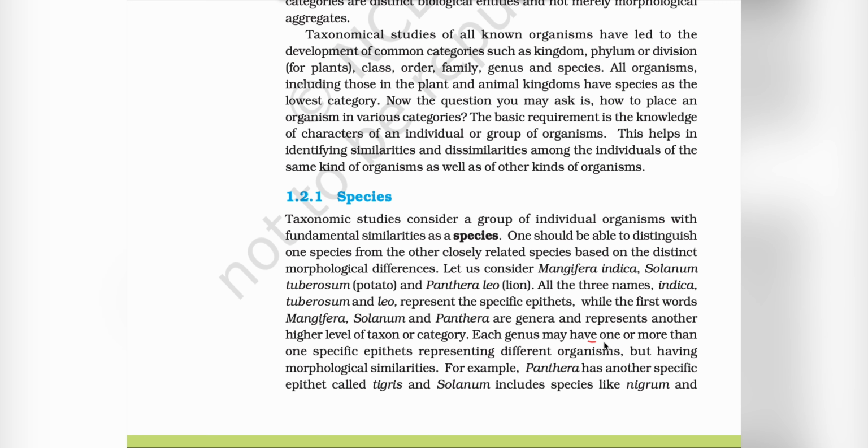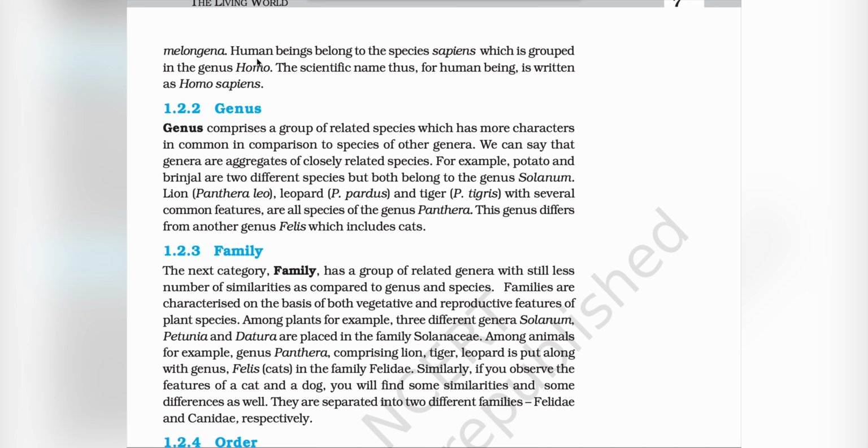Each genus may have one or more than one specific epithet representing different organisms but having morphological similarities. For example, Panthera has another specific epithet called tigris, and Solanum includes species like nigrum and melongena. Human beings belong to the species sapiens, which is grouped in the genus Homo. The scientific name for human being is thus written as Homo sapiens.